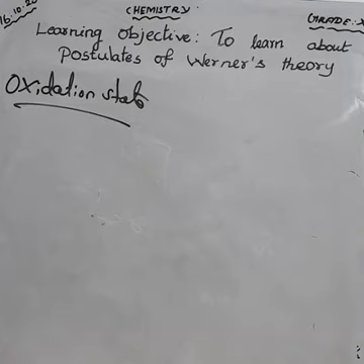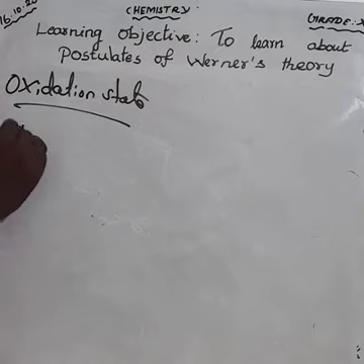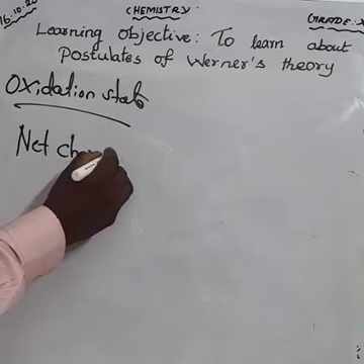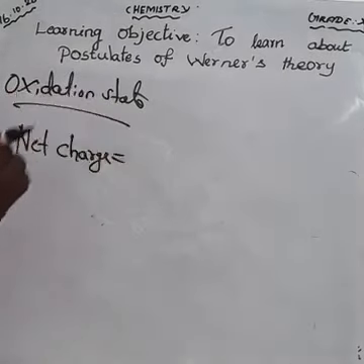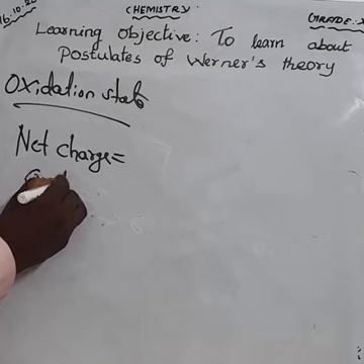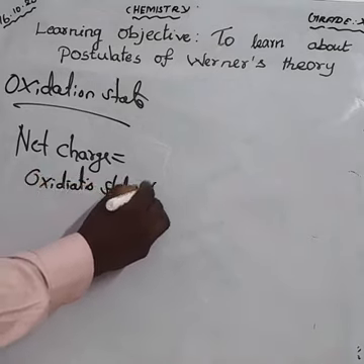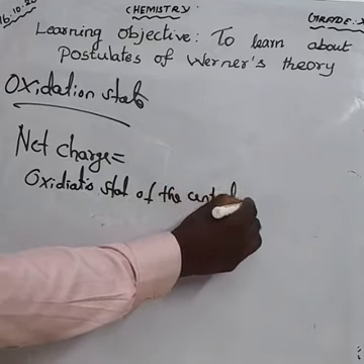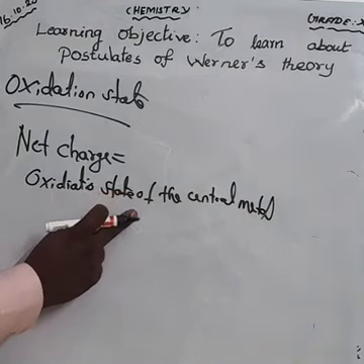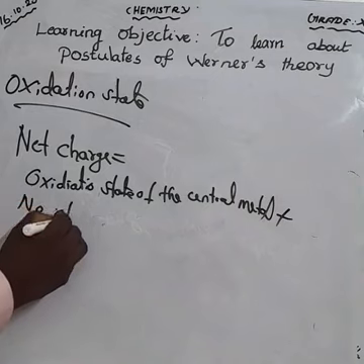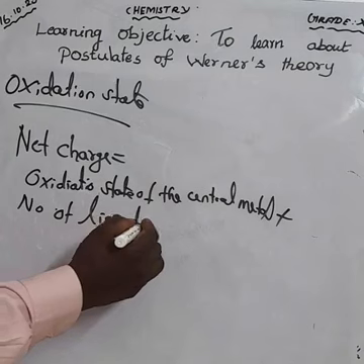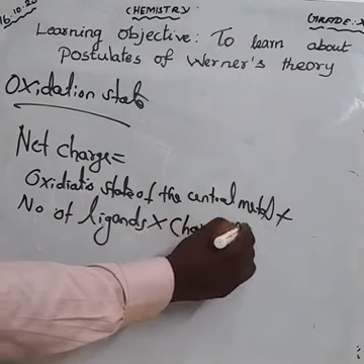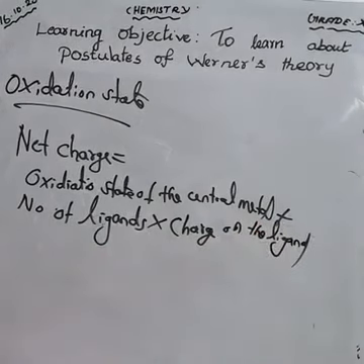Oxidation state. First I am giving an example of how to find it. One formula: the net charge is equal to the oxidation state of the central metal plus the number of ligands times the charge on the ligand. This is one of the formulas.